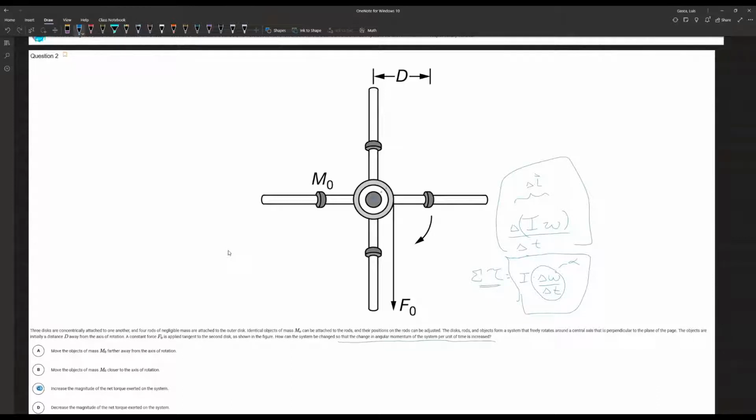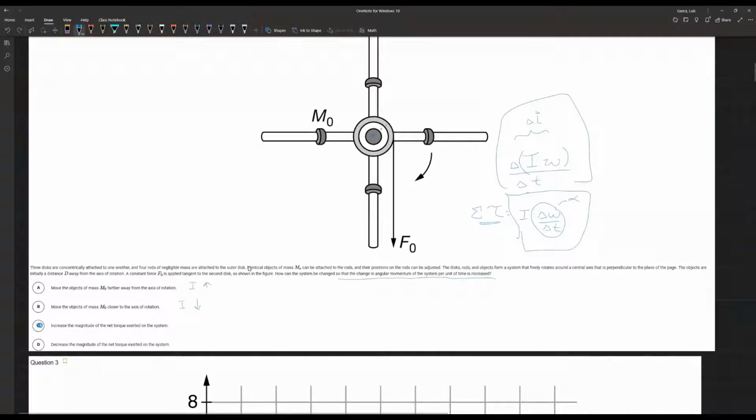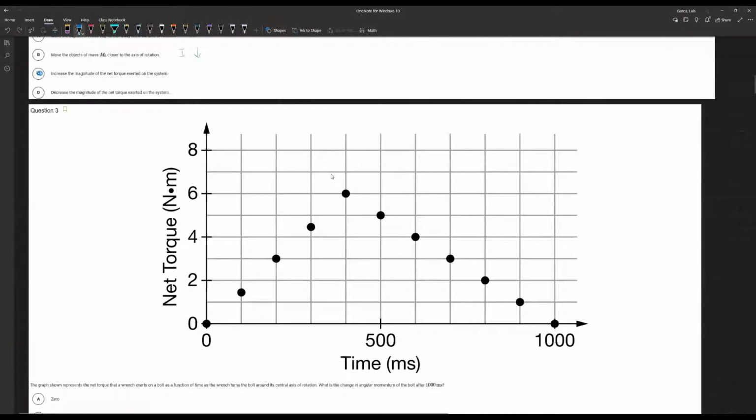Changing the locations of the masses just changes the rotational inertia. If we move them further away, the rotational inertia increases. If we move the objects closer, the rotational inertia decreases. But we're looking for the change in angular momentum per unit time. And so that will be the case here. They're looking for the net torque. Let's go ahead and continue here.